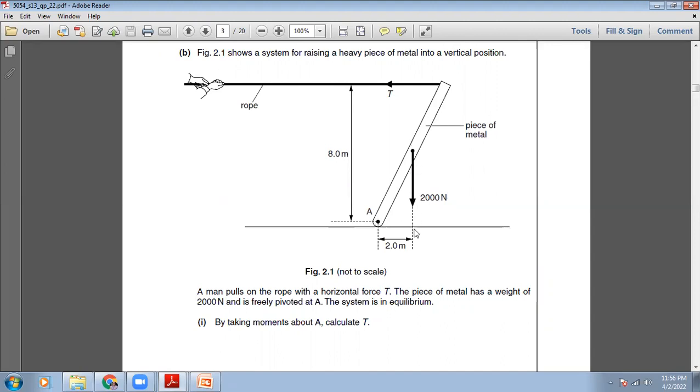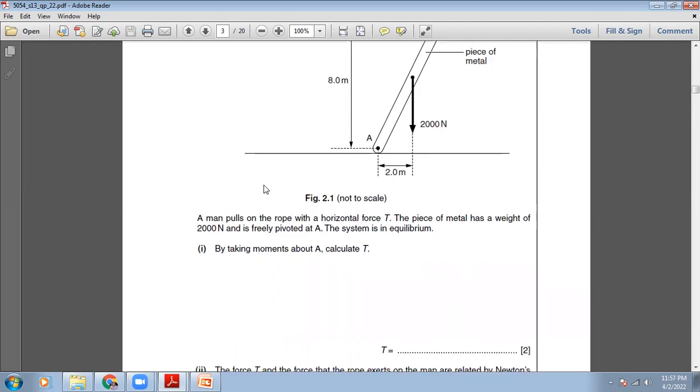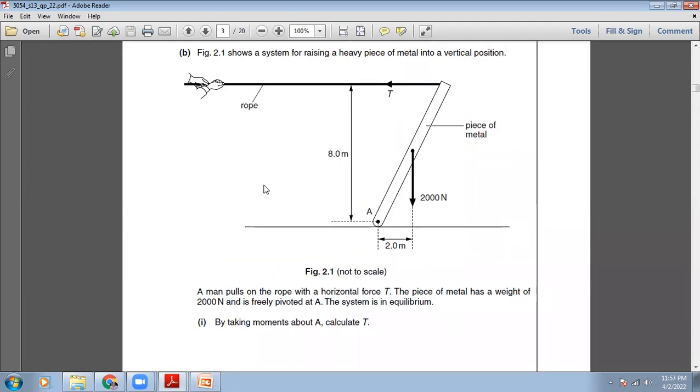So this weight is trying to produce a clockwise moment. This force here in the rope is trying to produce anti-clockwise moment. The line of action of the weight is this, so its perpendicular distance from the pivot is 2 meters. The line of action of this force is here, so its perpendicular distance from the pivot is 8 meters. Because the thing is in equilibrium, the clockwise moment and the anti-clockwise moment are equal to each other. So we will write 2000 Newton multiply 2 meter is equals to T multiply 8.